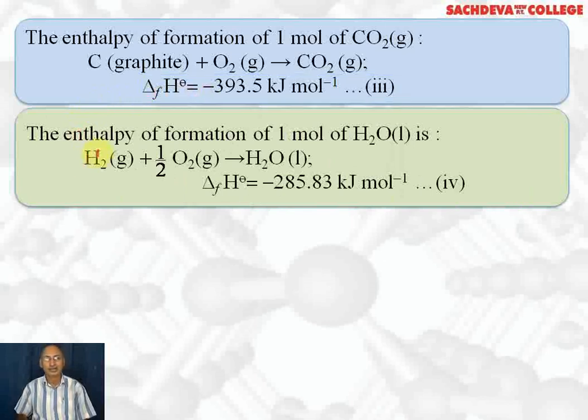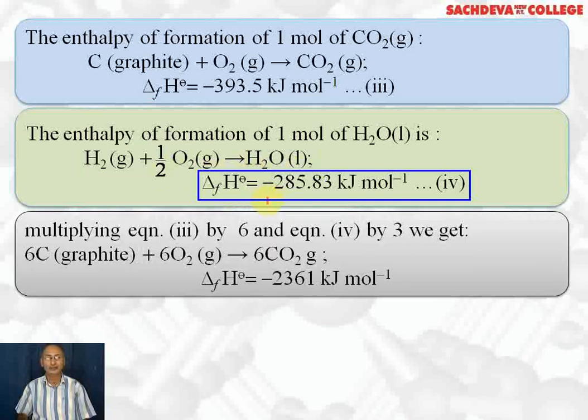kilojoules per mole. Enthalpy of formation of 1 mole of water is given, so we'll take H2 gas plus half O2 gas gives you water liquid. Half O2 we have put because we want only 1 mole of water to be formed, and heat of formation is given minus 285.83 kilojoules per mole. Now we are going to multiply equation 3 by 6.